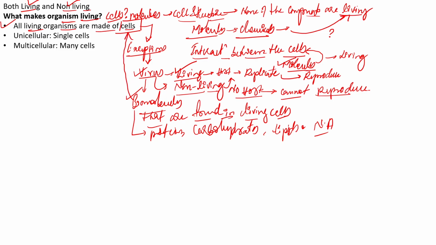So as the virus exhibits both living and non-living properties, we cannot say firmly that the virus is living, but we cannot even rule out that it is completely non-living, right? So we can say that all living organisms are made up of cells. That is true, but the exception mainly includes the virus, right?